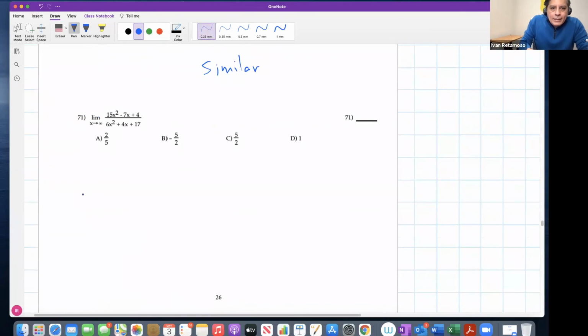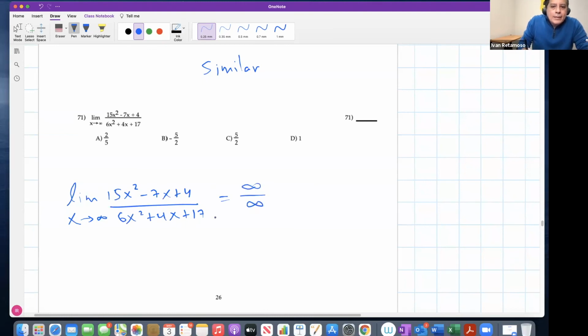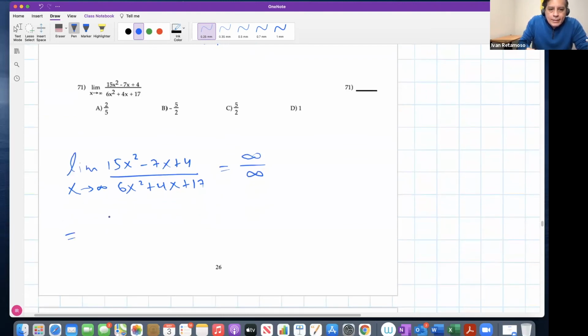iteration. What if they ask you to compute this limit of 15x squared minus 7x plus 4 over 6x squared plus 4x plus 17 as x approaches infinity? Well, if you substitute infinity there, you're going to get infinity on the top, infinity on the bottom. L'Hopital says, don't worry, in case you get this, try this. Take derivatives, top and bottom. This is 30x minus 7. Derivative here, 12x plus 4. Try again. But if you substitute infinity again, you will get infinity over infinity again, right?